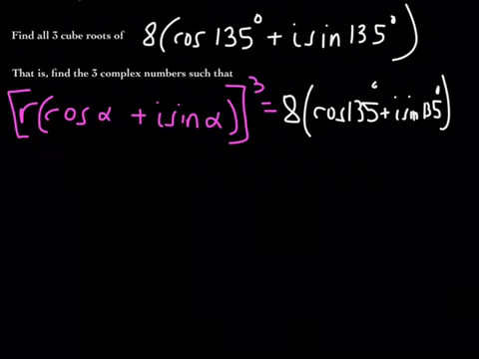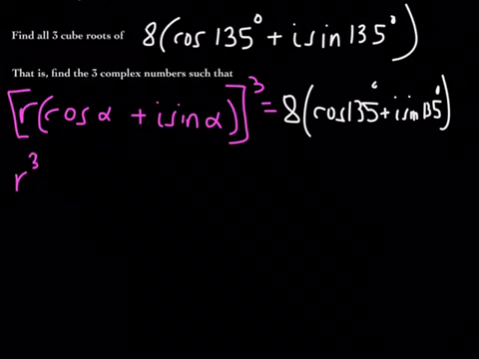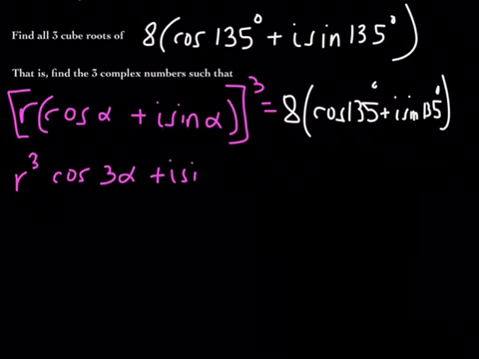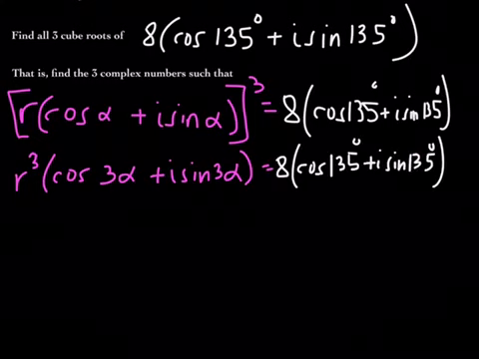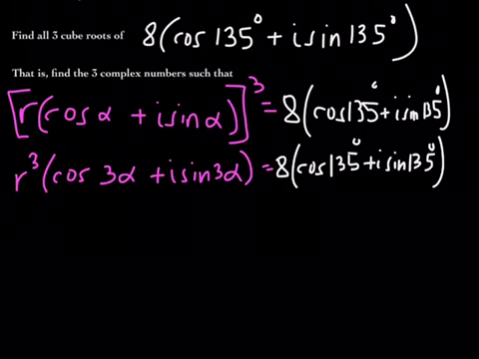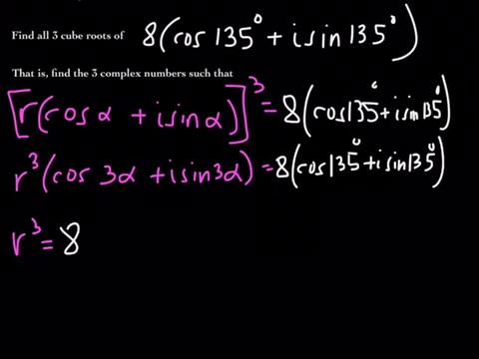Now follow me here. By de Moivre's theorem, the left-hand side is r cubed times cosine 3 alpha plus i sine 3 alpha. That's the left-hand side by de Moivre's theorem, and that's set equal to this right-hand side. In order for this equation to be satisfied, the first thing we can do is set r cubed equal to 8, which you'll agree makes r equal to 2.